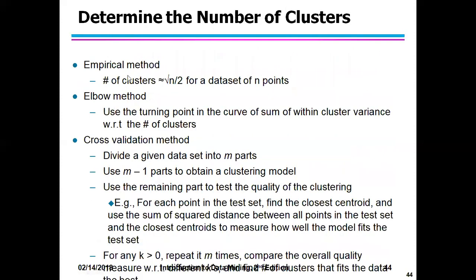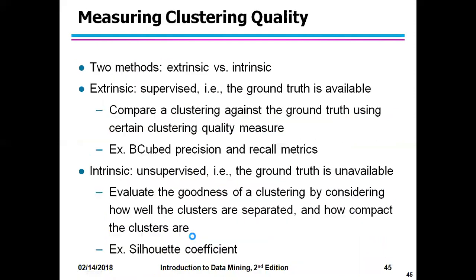Empirical methods are used for determining the number of clusters, that is, square root of n by 2 for a data set of n points. If I have n points, this many clusters can be found. Similarly, there is the cross-validation method. It says to divide a given data set into m parts, use m minus 1 parts to obtain a clustering model, and use the remaining part to test the quality of the clustering. These can be used to evaluate your clustering.